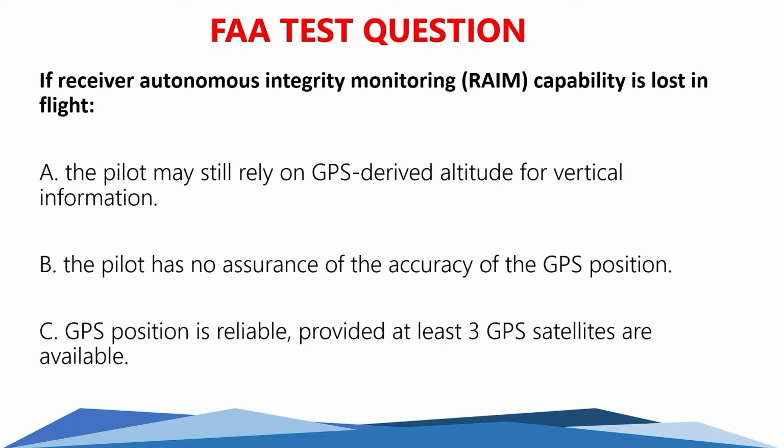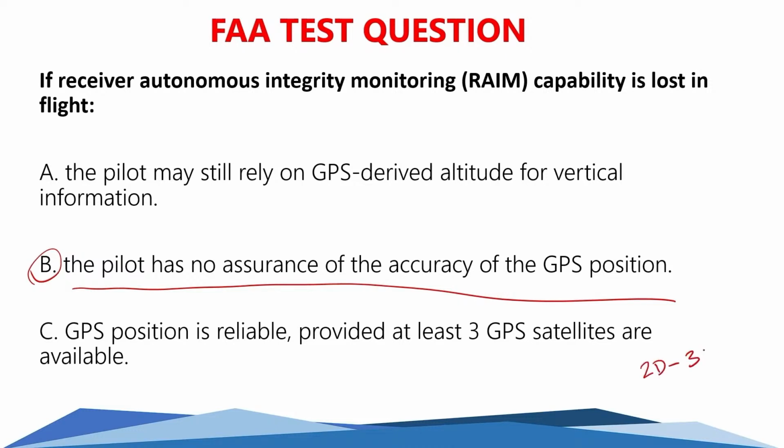So remember, we do want to go ahead and use what the FAA wants us to answer. And really, if this does happen and RAIM capability is lost, then you should not be utilizing it for any type of navigation, okay? And the reason why, too, is that if you think about it this way, we said that in order to get a 2D position, you just need 3 satellites, right? And a lot of people will guess C.